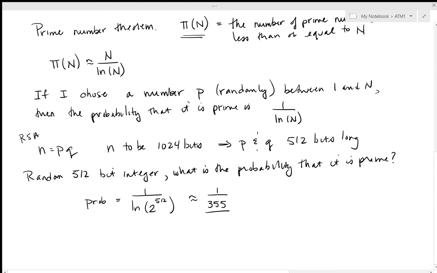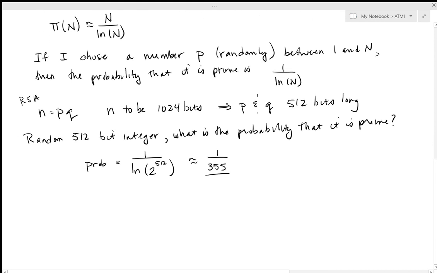That's not too bad, right? I only have to pick roughly randomly 355 numbers, test them to see if they're prime or not, which I can do quite quickly, and I expect to find one that's prime. And then I can go ahead and do it again. I'm not guaranteed that at 355 it will happen. Sometimes it will happen before that, and sometimes afterwards. But on average, if I test 355 numbers that I choose randomly, I would expect to find one prime.